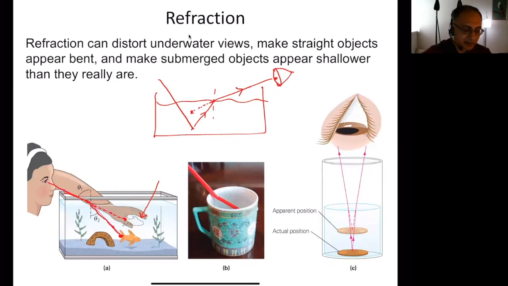So the bottom of the straw will appear to be at an elevated position, and that applies to every point of the straw underwater. So the entire submerged part of the straw will look like this. That clear to all of you? That is why the straw appears to be bent. Is that clear? That makes sense?